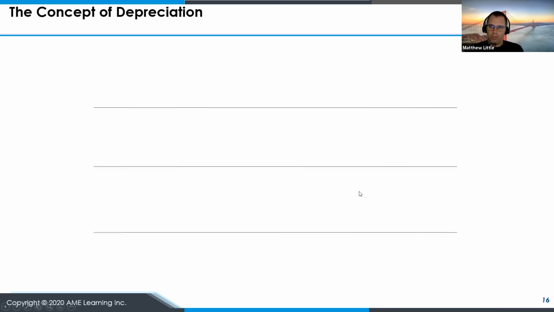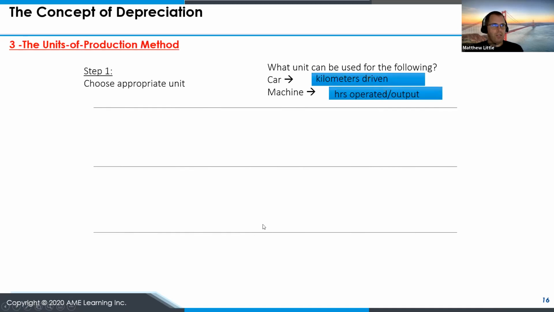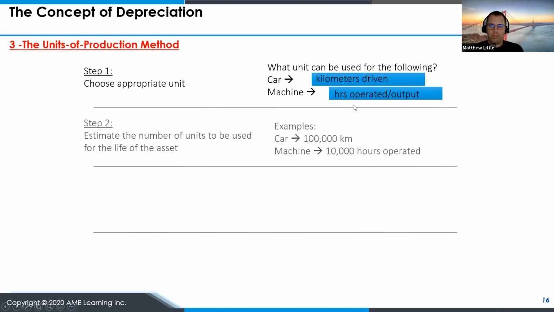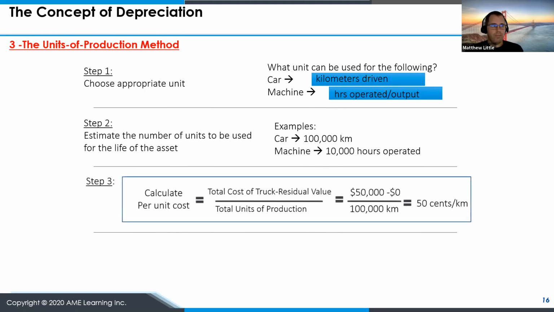All right, next process is the units of production method. In this case, we always need to choose an appropriate unit. So if it's for a vehicle, perhaps it's kilometers driven. If it's a machine, maybe it's hours operated, or it's the output, how many widgets it's producing. Second step is we need to estimate the number of units to be used for the life of the asset. So say a car we think is going to die after 100,000 kilometers, I hope not. And a machine might only produce 10,000 hours of production.